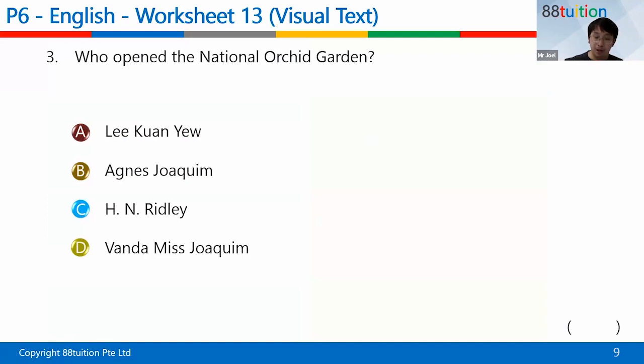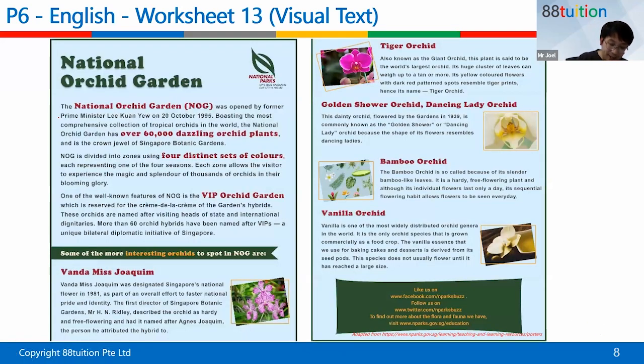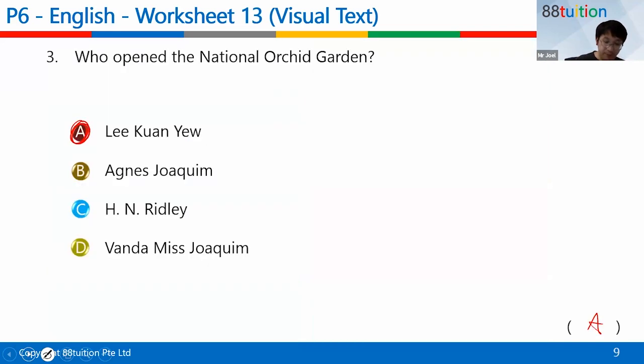Who opened the National Orchid Garden? I think this is a very obvious answer. It's in the exact same sentence. That's right, it's Lee Kuan Yew. All right, so the answer is A, because it says in the exact sentence that Prime Minister Lee Kuan Yew, who at that time was the Prime Minister, opened the National Orchid Garden in 1995.